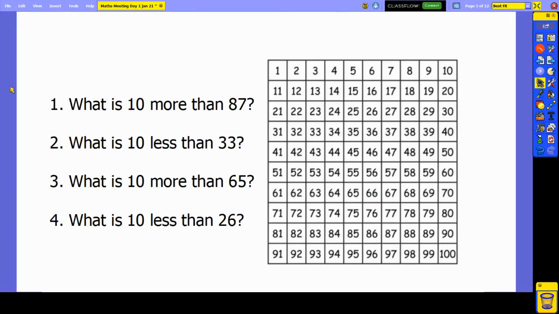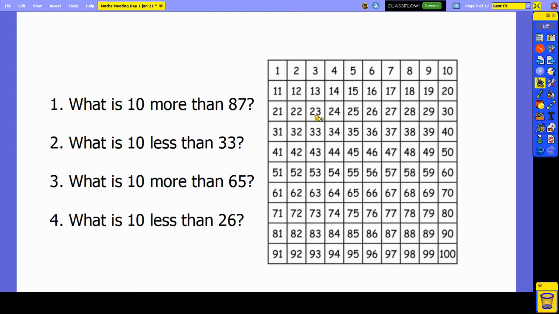Brilliant work, guys. 10 less than 33. Again, I find 33 on my 100 square. I found 33. But this time I'm doing 10 less than 33. So which way will I jump this time on my 100 grid? Brilliant. I'm going to jump backwards.